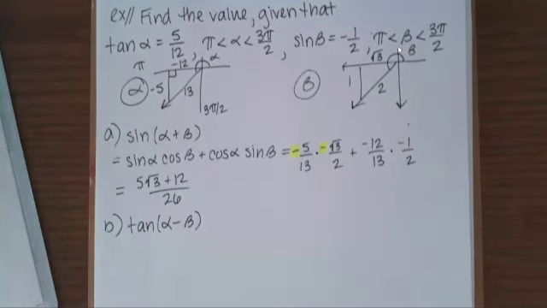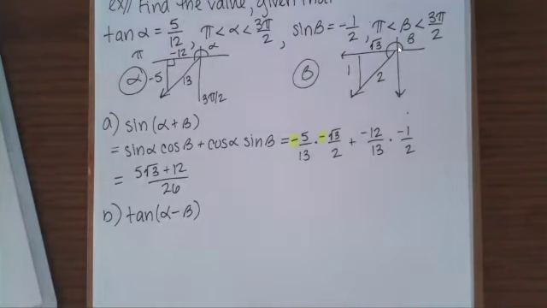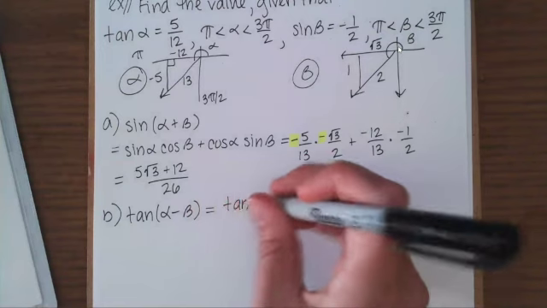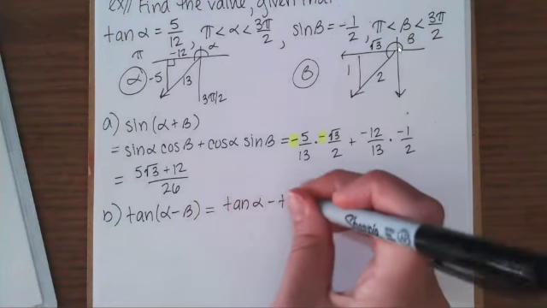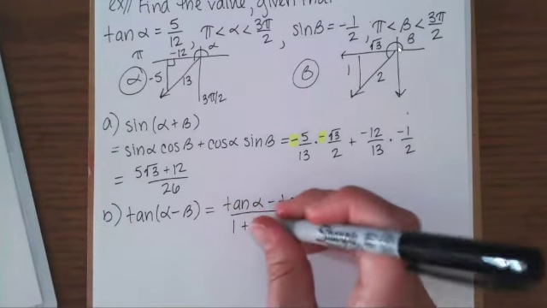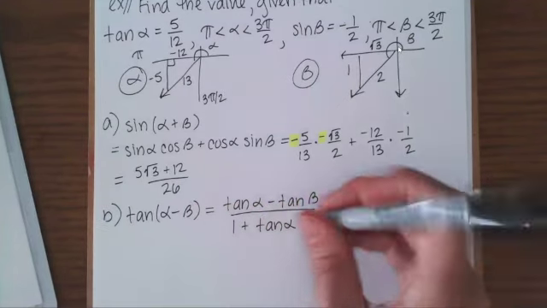Part B, we're asked to find tangent of alpha minus beta. So the first thing we're going to do is fill in our formula. Our formula tells us this is tangent of alpha minus tangent of beta over 1 plus tangent of alpha times tangent of beta.